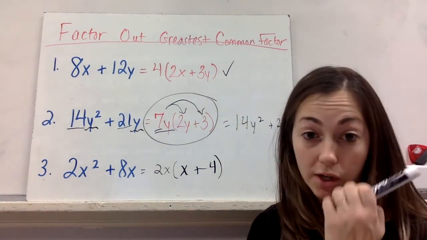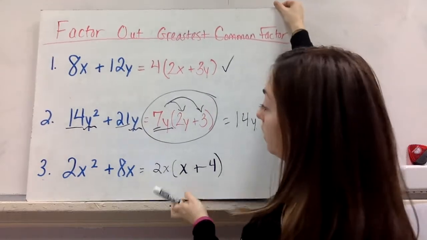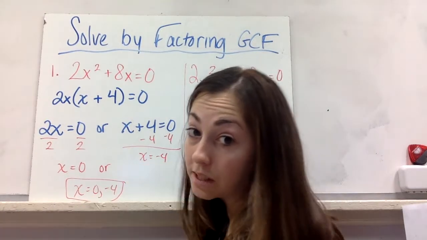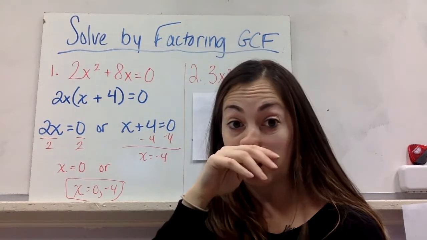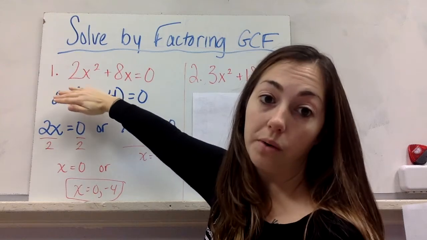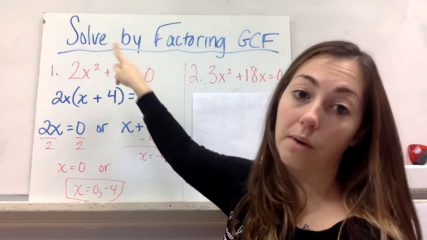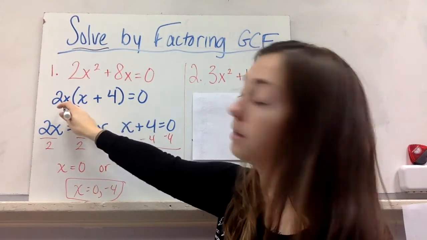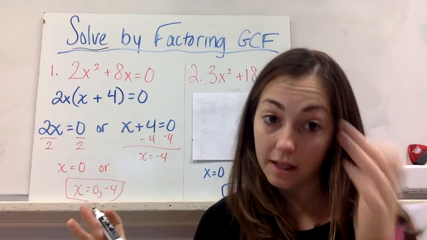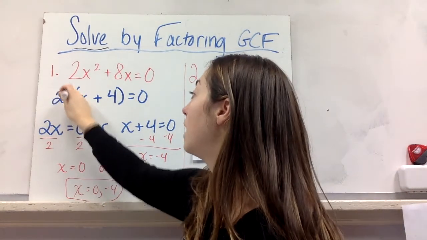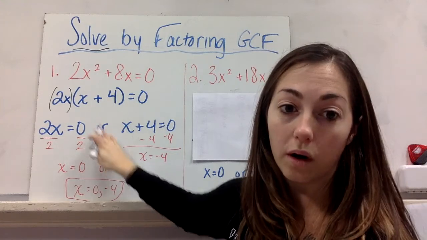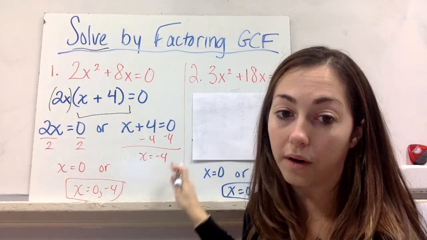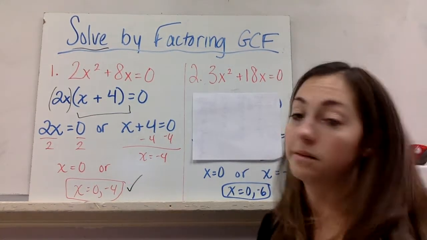So now we got to pull everything I just taught you on both of those boards together. So the last thing to do is to solve by factoring the greatest common factor. So let's use the one we just did, 2x squared plus 8x, but now it equals 0 and the directions are to solve. So I need x equals. So I factor out my 2x and I get x plus 4 equaling 0. We just did this. And now you have your a equaling 0 or your b value equaling 0. Solve for it and you get x equals 0 or negative 4. And that's my solutions.